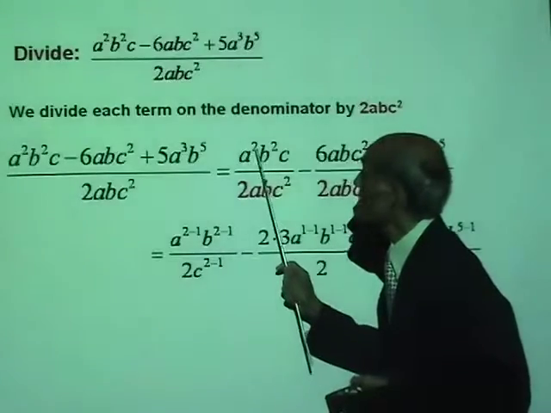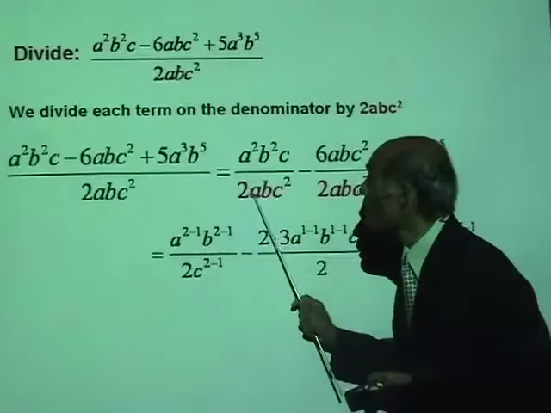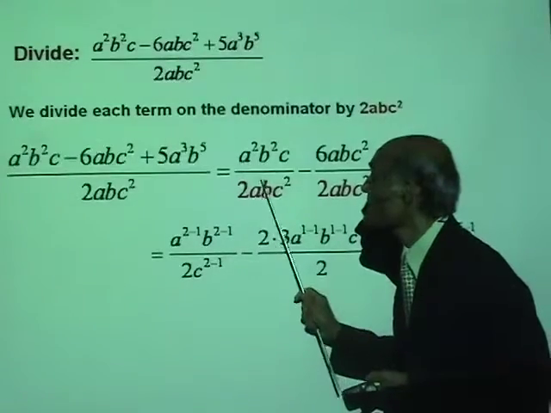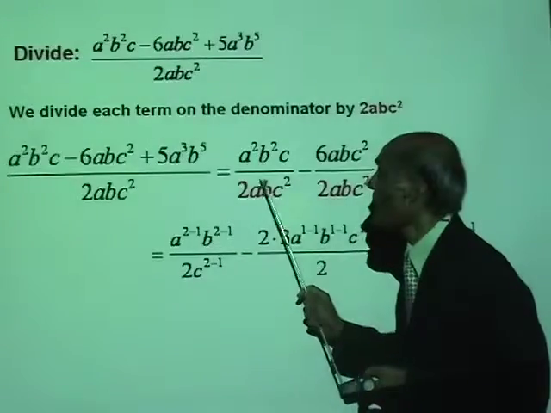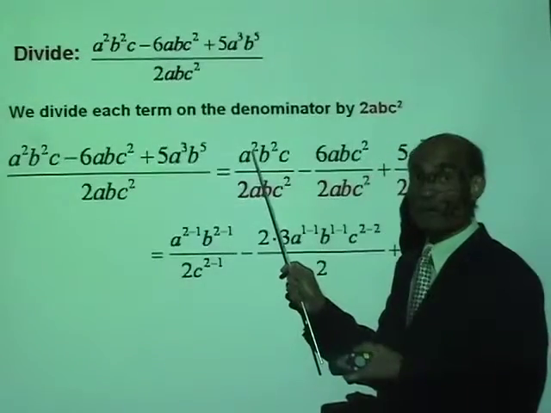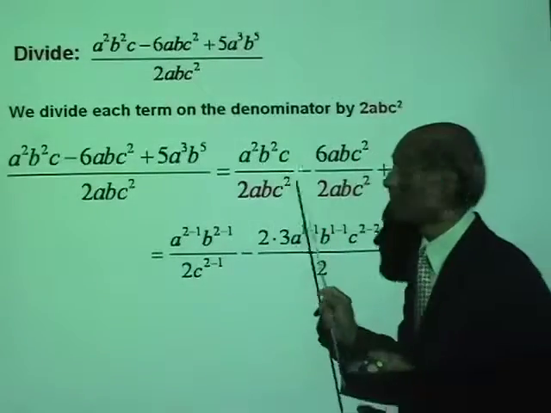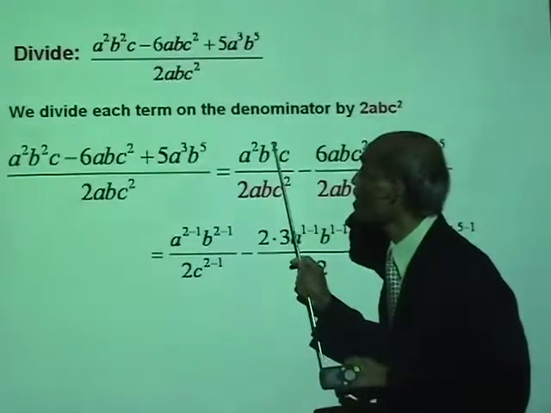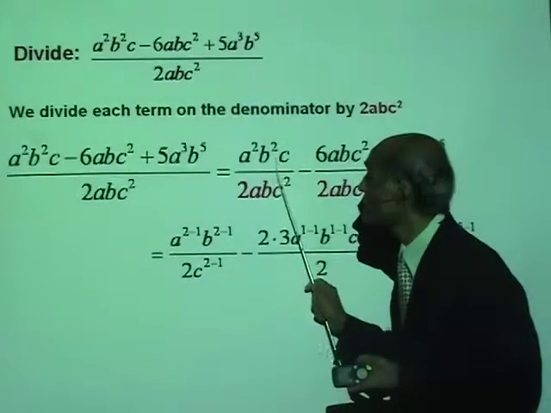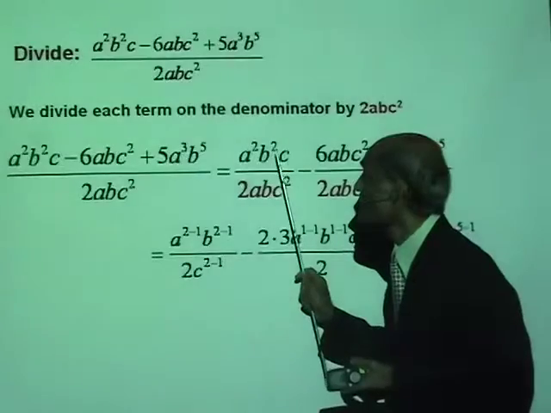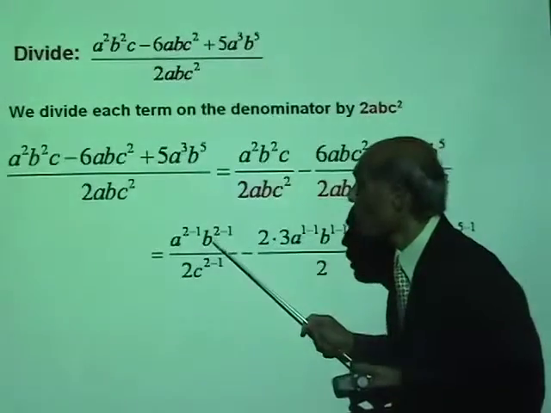Now on the numerator, a squared, and a on the denominator, it becomes a to the power of 2 minus 1. Because the numerator power is greater, it is going to stay on the numerator. Similarly, b squared on the numerator, b on the denominator, how will that be simplified? That will be b to the power of 2 minus 1 on the numerator.